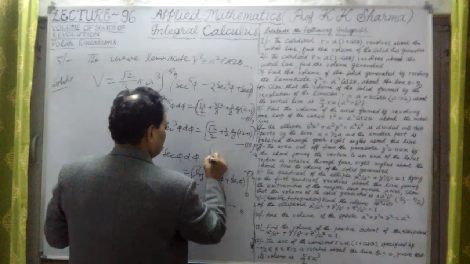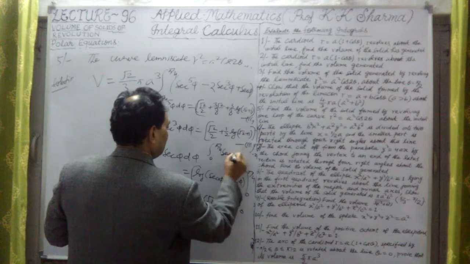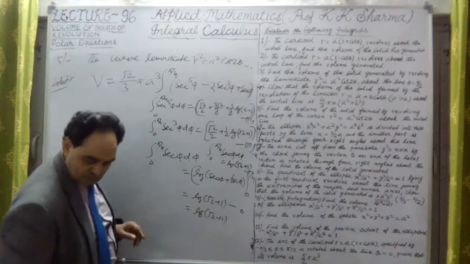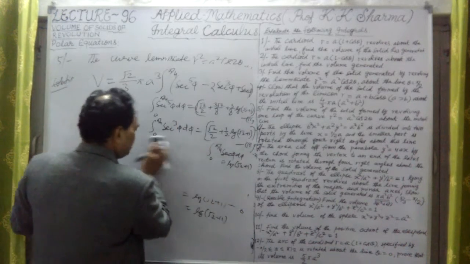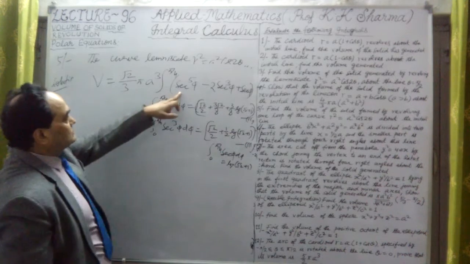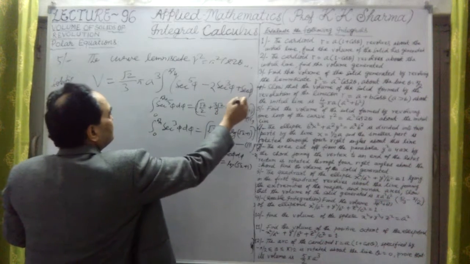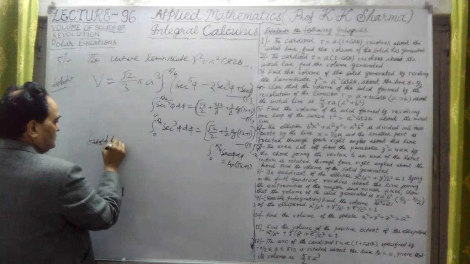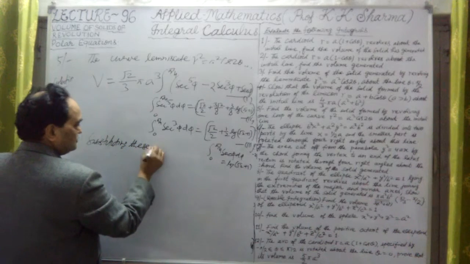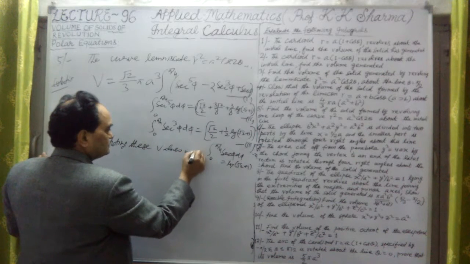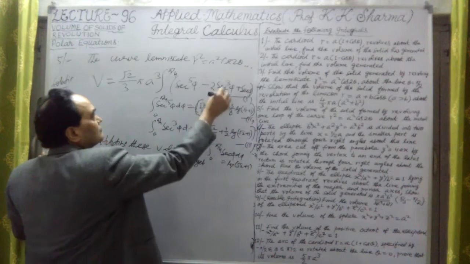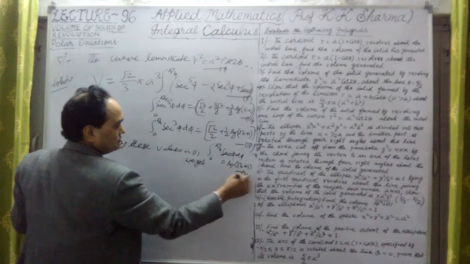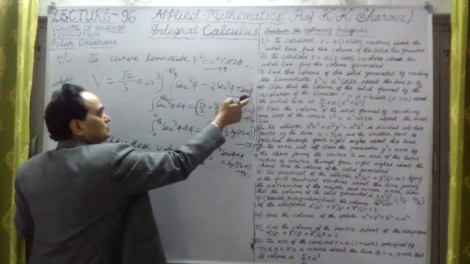Now let me substitute that. This integral 0 to pi by 4 sec phi d phi equals log root 2 plus 1. Okay, so this is for sec phi. So finally, all the values, if I substitute in this equation, substituting these values in the first equation, or we can take it as the second equation, because first I took this, this is the second one. Now this is third, this is fourth, this is fifth one. So from third, fourth, fifth, substitute the values in second.